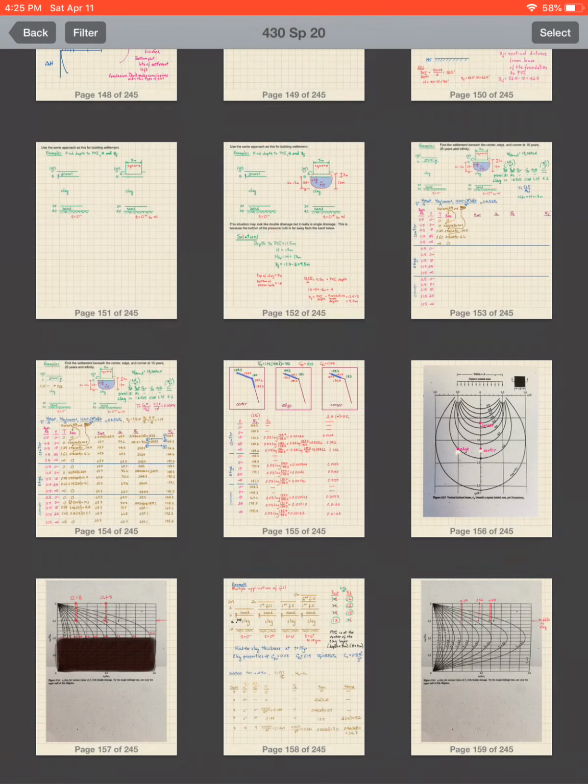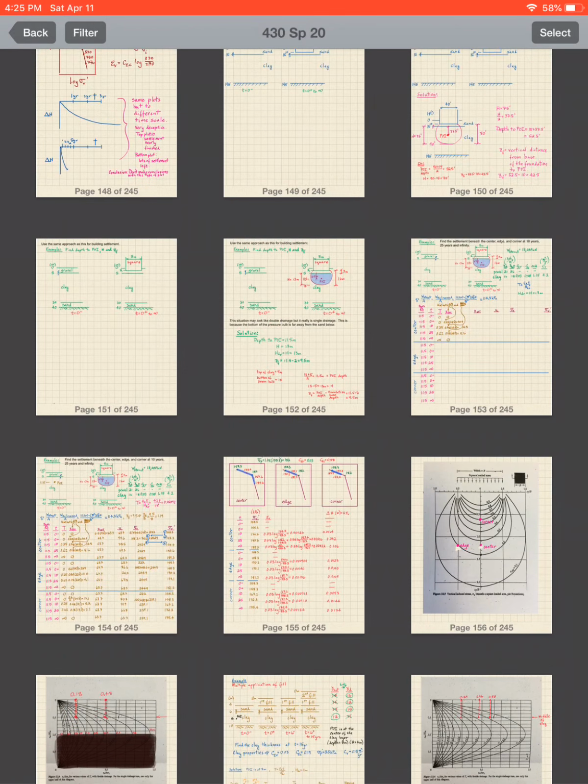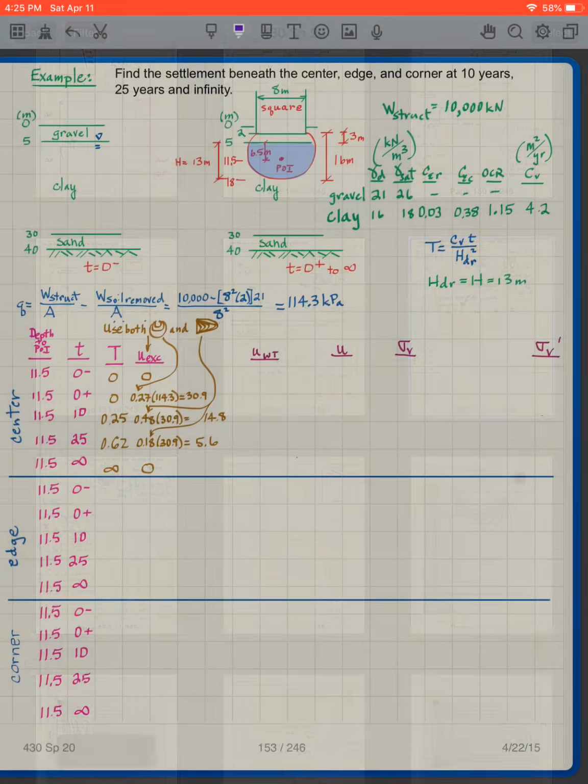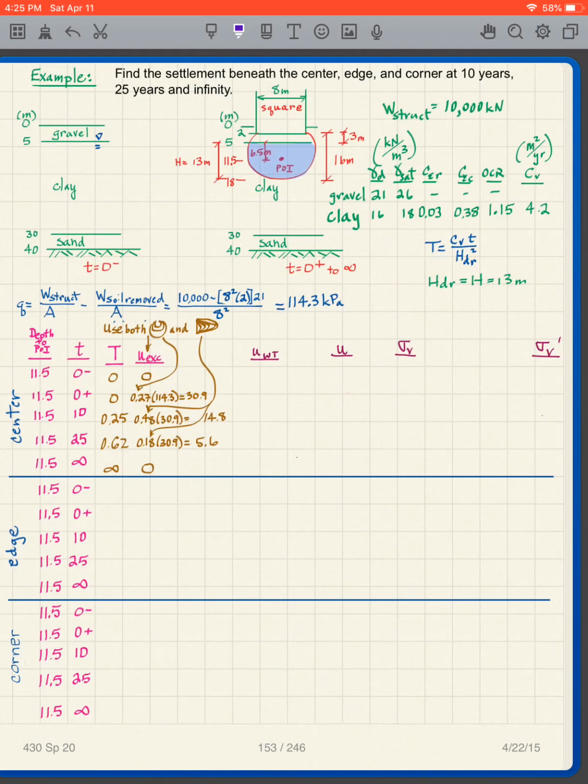So there they are, the 0.48 and the 0.18. And what do I multiply them by? The 30.9, because that's my original excess pore pressure. So it's 0.48 times 30.9, 0.18 times 30.9. That gives me the excess pore pressure at the different times.